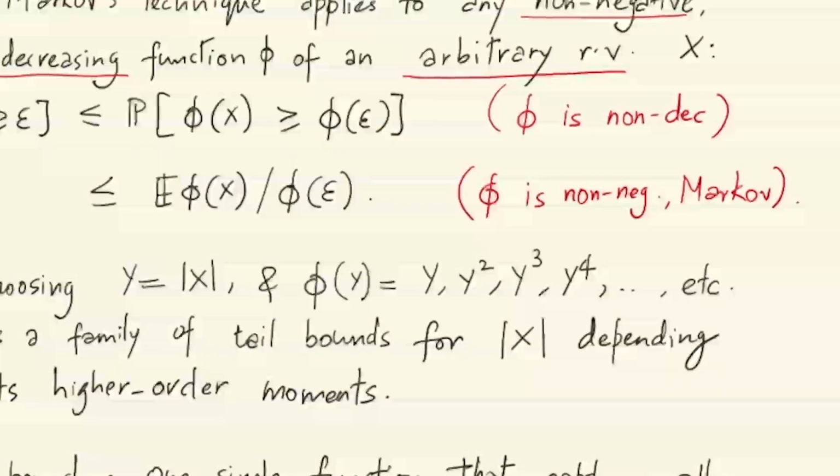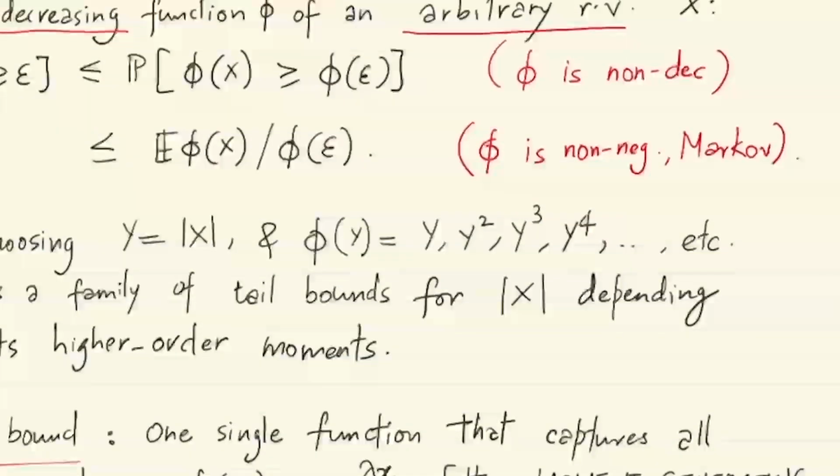So you would get on the right hand side things like expected value of y, or expected value of y square, or expected value of y cube, or expected value of y raised to 4, which can be thought of as the family of higher order moments of x. So you can get an entire collection of inequalities for the same event, which is the probability of x exceeding epsilon. One could presumably think of trying to find the tightest such inequality, and this is where the Chernoff bound comes handy.